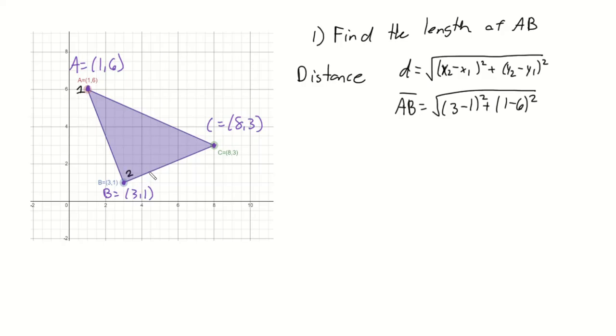This was the second point. And we'll say this is the third point. A, B, C, alphabetical order. So, AB equals, we have 2 squared plus negative 5 squared. So that's 4 plus 25 equals square root of 29.